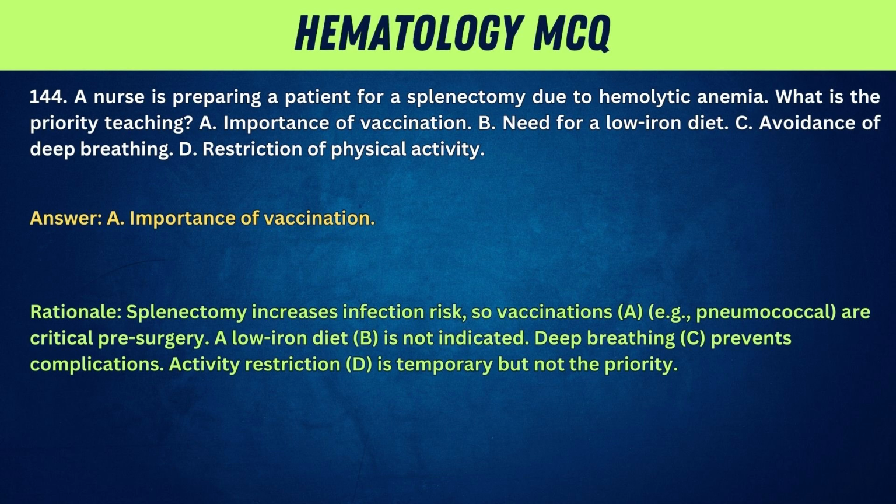144. A nurse is preparing a patient for a splenectomy due to hemolytic anemia. What is the priority teaching? A. Importance of vaccination. B. Need for a low-iron diet. C. Avoidance of deep breathing. D. Restriction of physical activity. Answer: A. Importance of vaccination. Rationale: splenectomy increases infection risk, so vaccinations, e.g. pneumococcal, are critical pre-surgery. A low-iron diet, B, is not indicated. Deep breathing, C, prevents complications. Activity restriction, D, is temporary but not the priority.